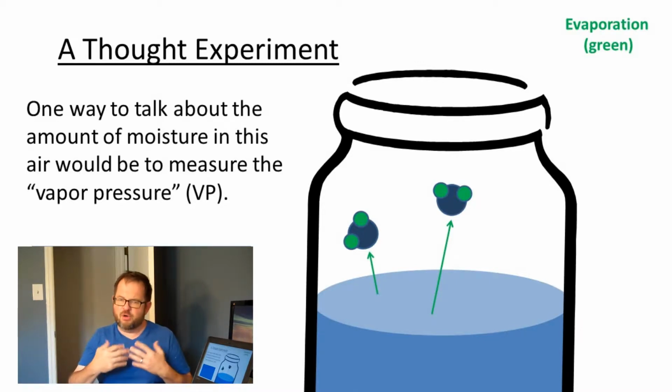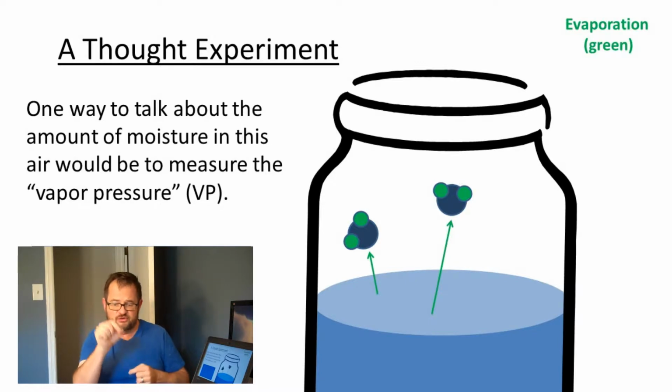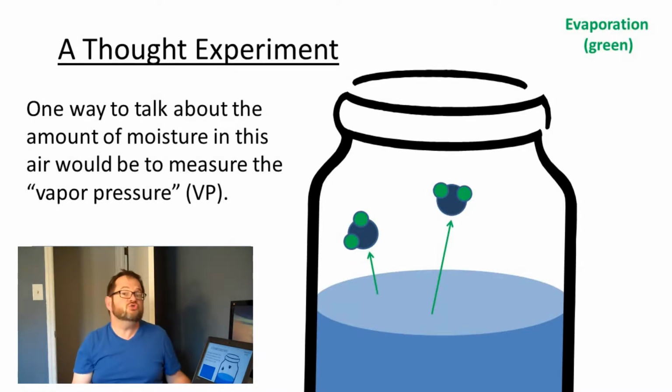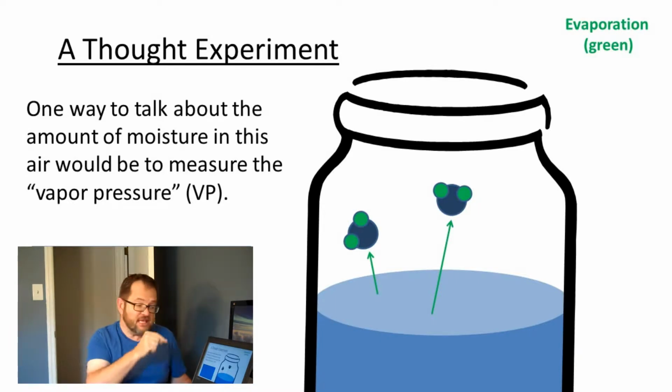So pressure is partly due to the vapor pressure, the pressure of the water vapor molecules that are hitting the side. There's also oxygen molecules and nitrogen molecules and so on, but some of the roughly 1,000 millibars of air pressure inside that jar is due to the water vapor molecules. So one way that we could quantify or describe the amount of water vapor in the air is to talk about it in terms of its vapor pressure.